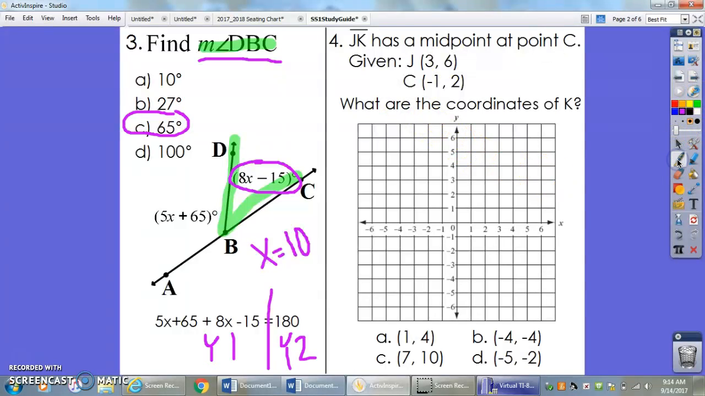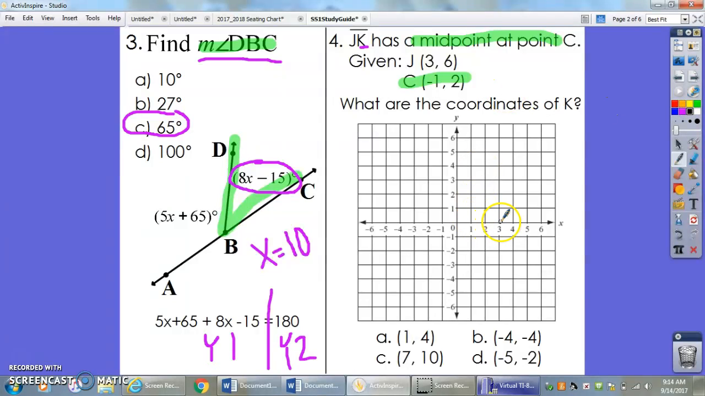Now, the next question, number 4. We're on the graph now. It says JK has a midpoint at C. So this is my midpoint. Then we're given the other point J. And then it says, what are the coordinates of K? So I'm looking for this other endpoint K right here. So what I'm going to do is go ahead and graph my points.